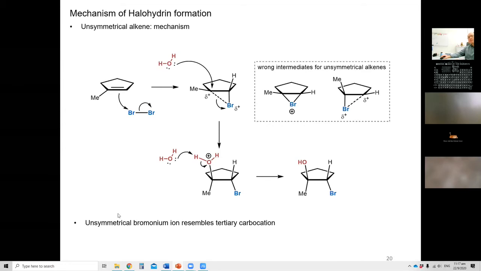Okay, so the conclusion is that the unsymmetrical bromonium ion resembles a tertiary carbocation. Thus, the reaction of unsymmetrical alkenes is regioselective, with the C-O bond generated at the more crowded side. And the origin of this regioselectivity is that the bromonium ion looks like a tertiary carbocation, and the positive charge is at the more crowded side, which will accept the attack from the nucleophile.